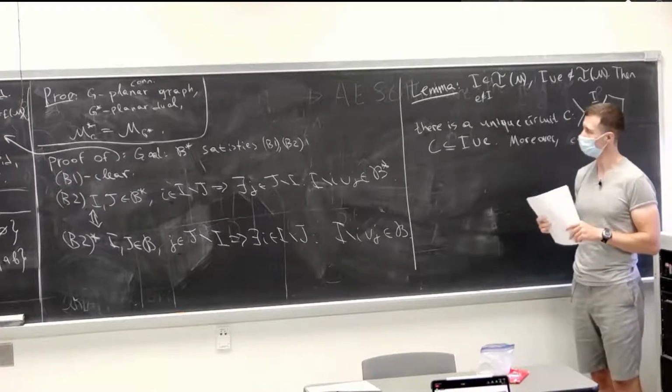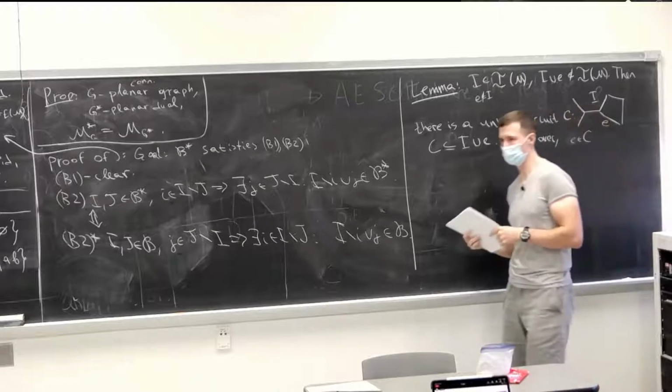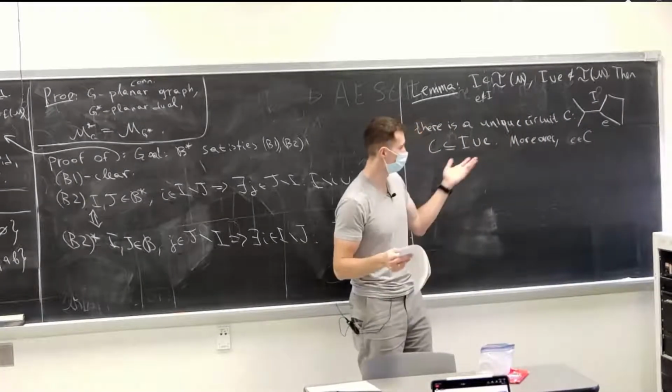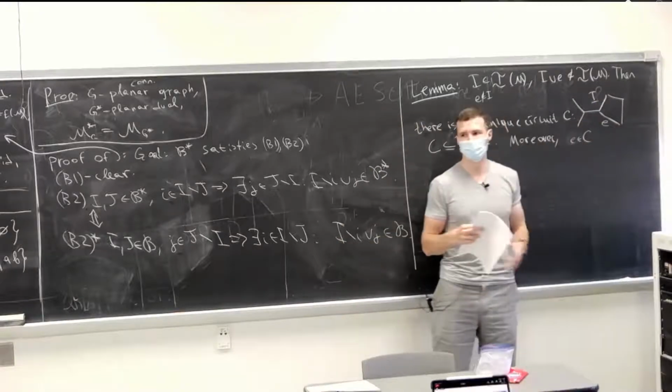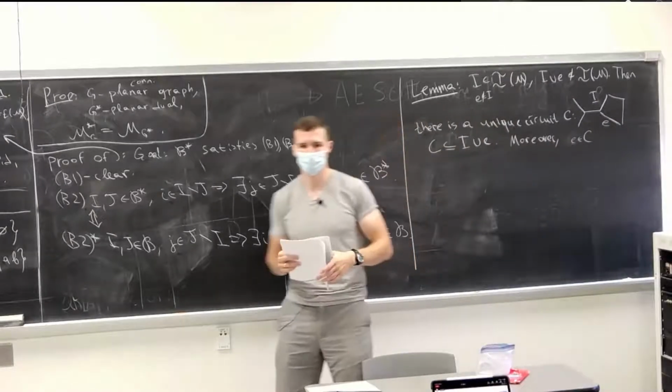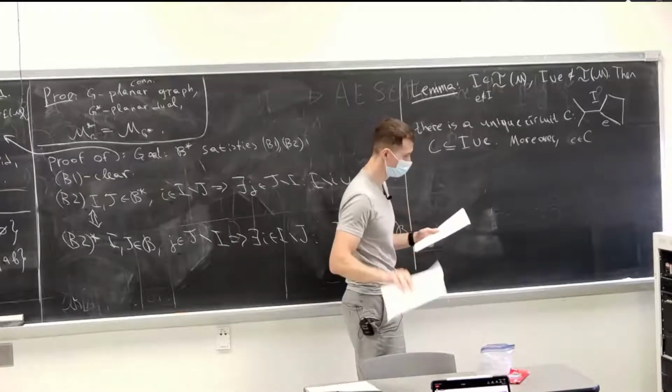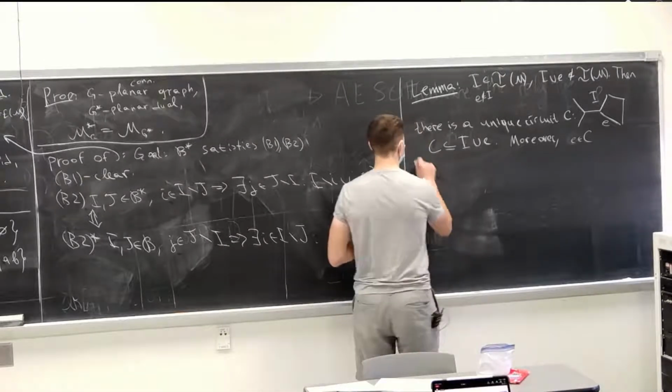Okay, and that's a very useful lemma. Whenever you have an independent set and you add a new element and it becomes dependent, then there is a circuit. It's a unique circuit you could use. Okay, how do I prove this lemma?